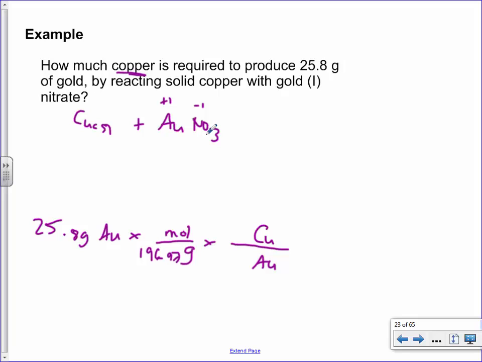It is, yeah. That probably wasn't the end of the world, getting whether it was solid or aqueous, but I always like to recommend that you should write a state of matter afterwards.